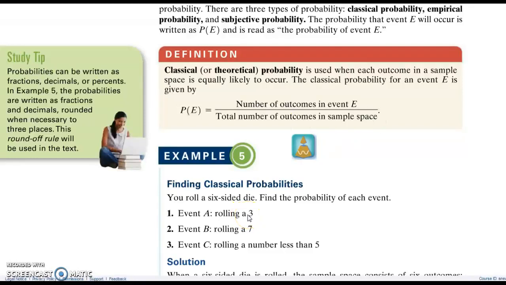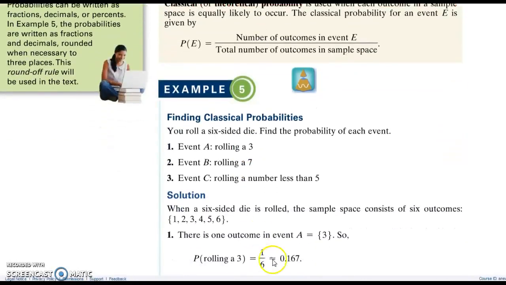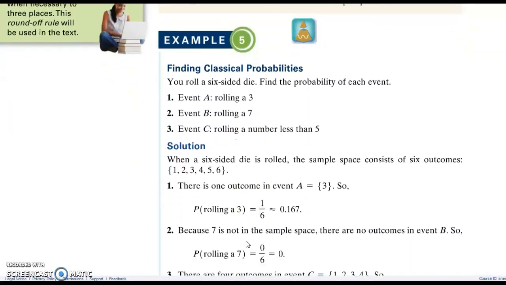That's going to be 1 out of 6. And you could write that as a decimal as well. So that's the probability of getting a 6. The chances of getting a 7, well, there are no 7. So that's 0 out of 6. So we're just counting here how many ways it can occur on top, total number of possibilities on bottom.